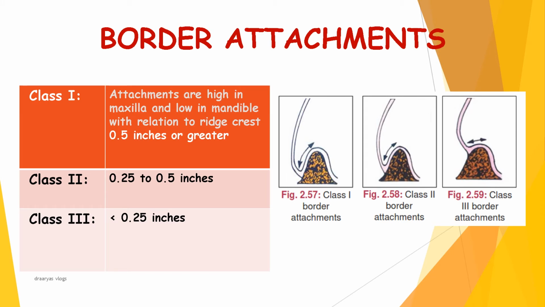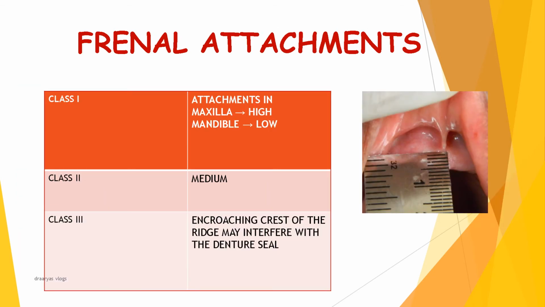Class 2, the distance between the crest of the ridge and the attachment is around 0.25 to 0.5 inches, and in class 3, the distance between the crest of the ridge and the attachment is less than 0.25 inches. Frenal attachment, according to House, is classified into class 1, class 2 and class 3. In class 1, it is high in the maxilla or low in the mandible with respect to the crest of the ridge. Class 2 is medium, and in class 3, frenae encroach on the crest of the ridge and may interfere with the denture seal, and surgical correction may be required.